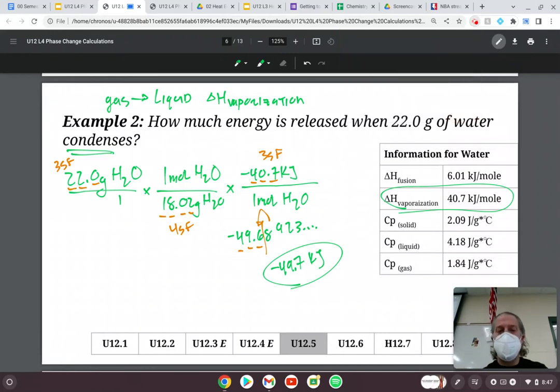So in this problem, you are asked to figure out the amount of energy released when 22 grams of water condenses. So now we're dealing with condensation. Again, we're going to go from mass to moles of water, and then moles to energy. In this case, we will be dealing with the heat of vaporization this time, because even though it's condensing, it's not becoming a gas, it's going from a gas to a liquid. And when it's going from a gas to a liquid, we have to use the heat of vaporization value, but that value must be negative.